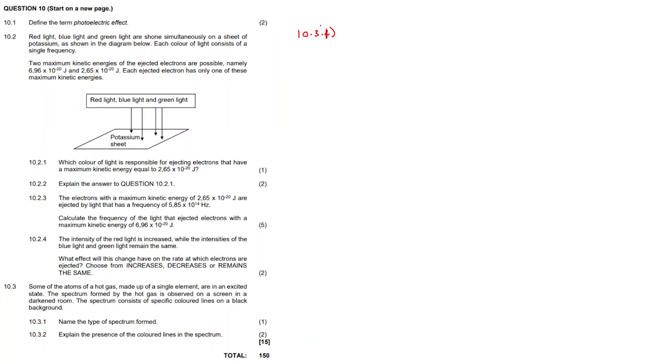The type of spectrum formed is an emission spectrum, as we are looking at a hot gas, and it forms colored lines on a black background, therefore being an emission spectrum. Question 10.3.2. Explain the presence of colored lines in the spectrum. So the colored lines in the spectrum represent frequencies of the light emitted by atoms or electrons as they move to a lower energy level, as it is a hot gas and they are in an excited state.